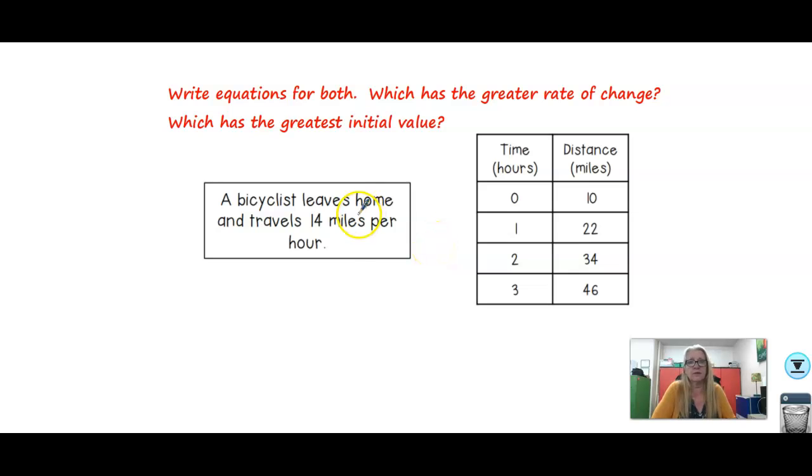All right, so let's see. A bicyclist leaves home and travels 14 miles per hour. So leaving home is sort of like home base, so we're not going to have an initial value on this one. The initial value would be 0. Bicyclist is traveling 14 miles per hour, so we're going to have y equals 14x. That is our rate of change. All right, if you were going to have an initial value, it would be plus 0.